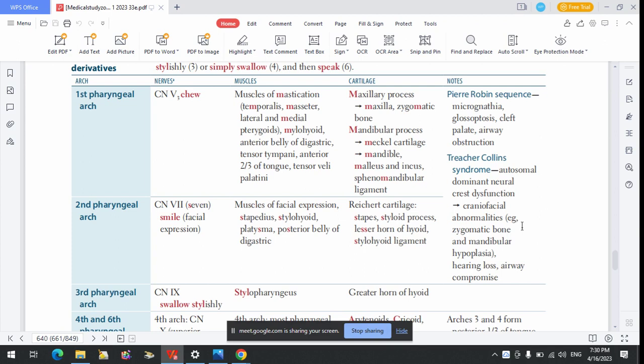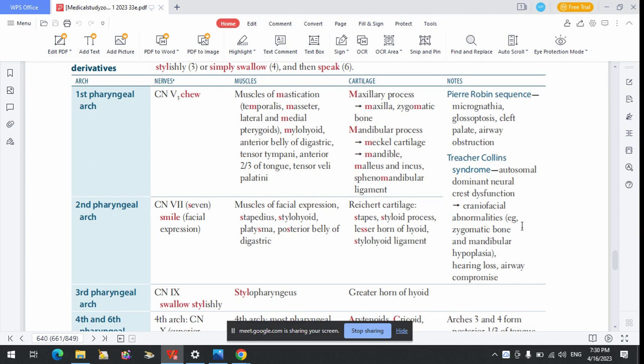That means you have already talked about all the components of the Reichert cartilage. The only one that is left is the stapes. You remember that in the first arch, you talked about the Meckel cartilage giving rise to the malleus and the incus. So what remains is the stapes. So the stapes is part of your second pharyngeal arch.